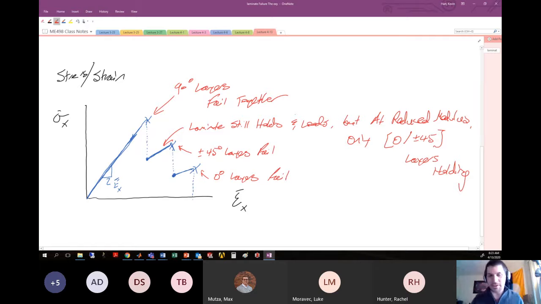All right, so finally the 0-degree layers fail. That's the general idea: there's this slow progressive failure where each one of the individual layers fails in a progressive manner. That's what the theory says, and that's how we're going to base the math in this class. We're going to figure out what the stiffness is of the particular composite, how much load that composite can hold before it fails, and then we'll figure out what layer has failed. That's generally what's going to happen with this stress strain curve.